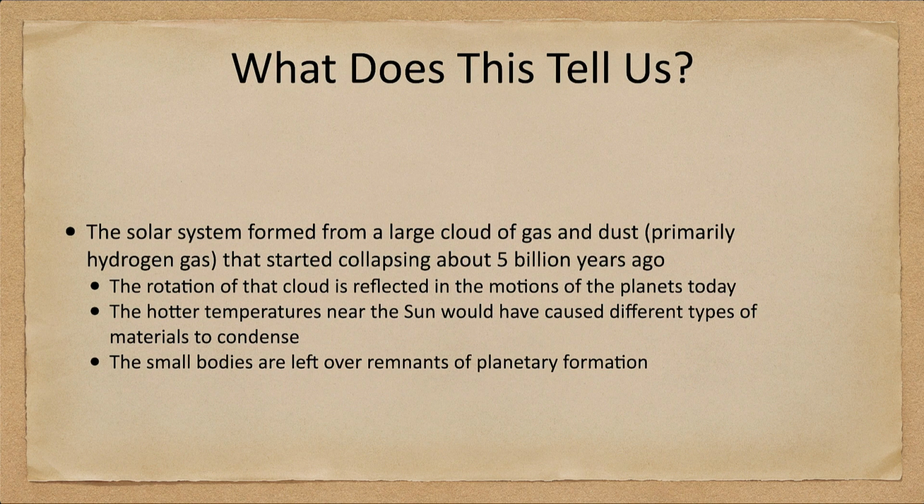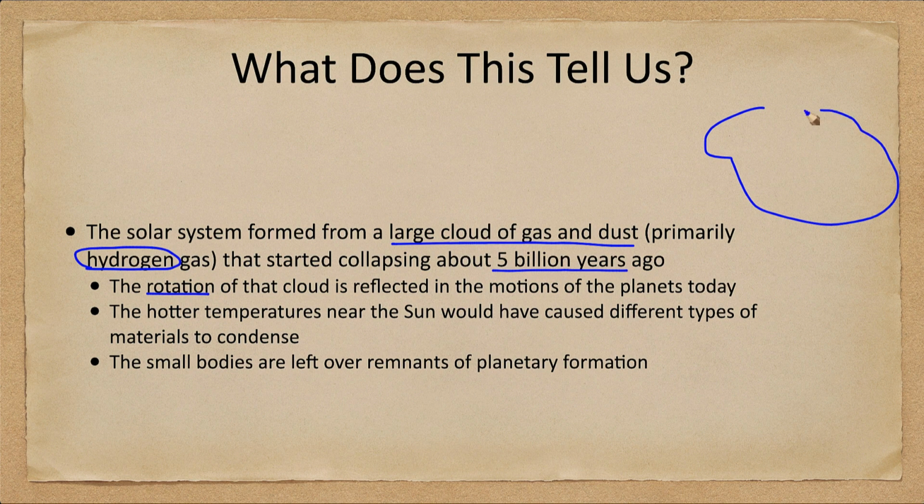So what does this tell us? Well, what we believe is that the solar system formed from a large cloud of gas and dust, mostly hydrogen, just like everything else in the universe, that started collapsing about 5 billion years ago. The rotation of that cloud, you had a big blob of a cloud rotating, and it had some slight rotation, very slow. Could have taken millions or billions of years to rotate once on its axis. But that slight rotation is reflected in the motions of the planets today. Had this been rotating the other way slightly, then everything would be orbiting in the opposite direction.